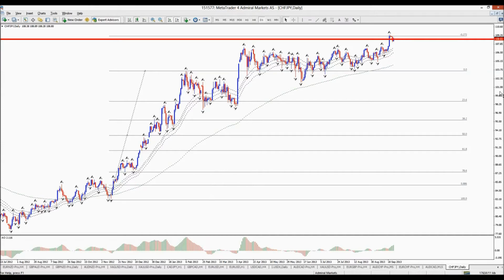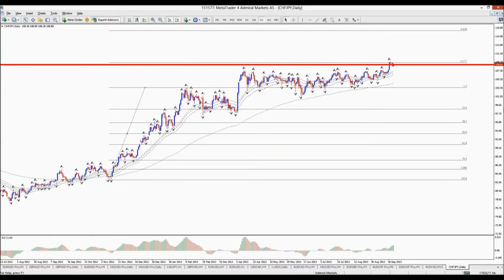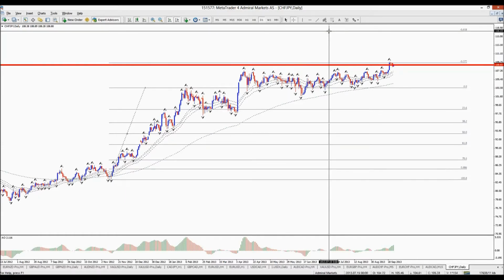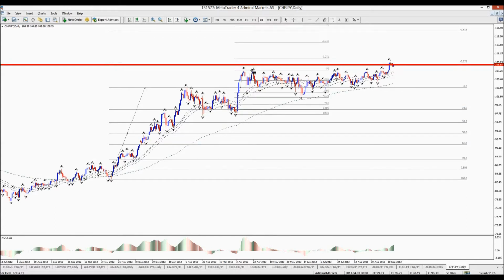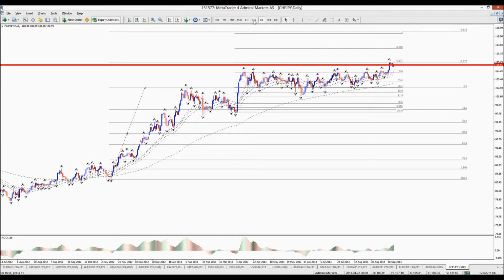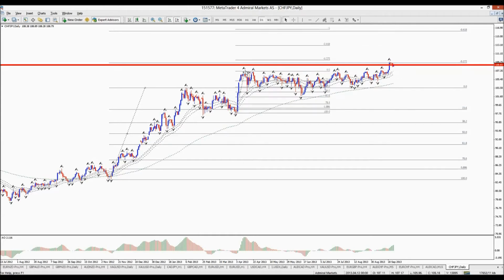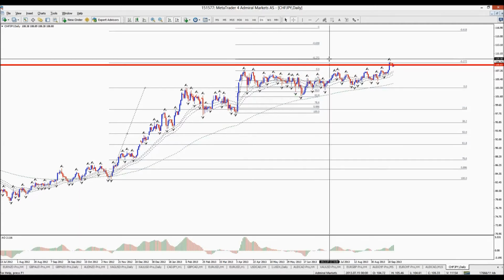So if we break above there, the next target would be the minus 618. In fact, that would be all the way at 116. It's still a lot. We could put a fib on something smaller, though, like, for example, this. We had a 618 bounce, and that 272 target is pretty close by as well.